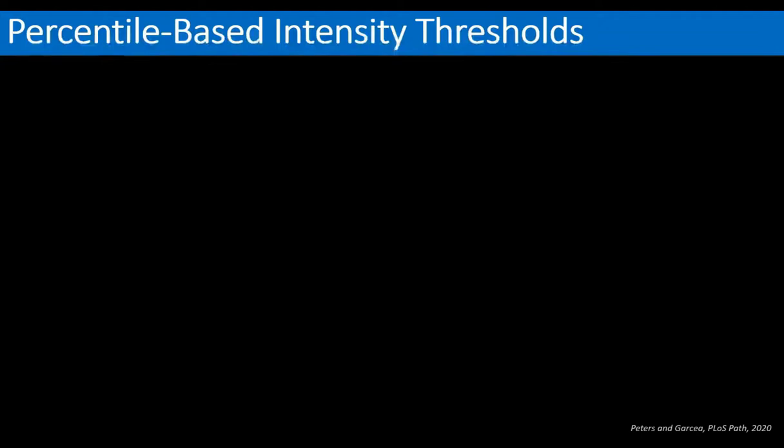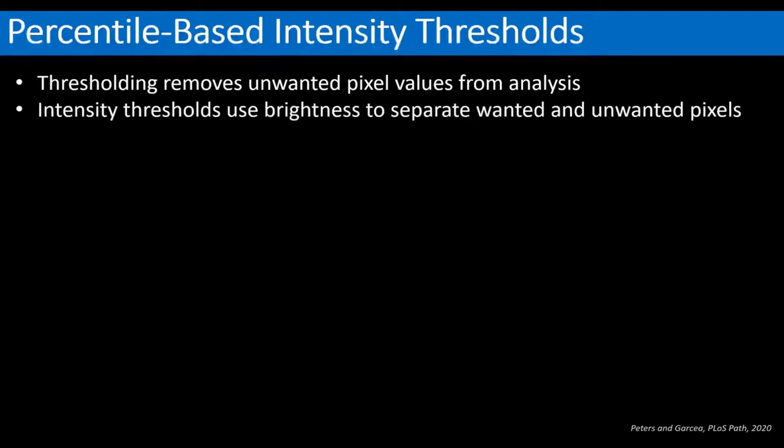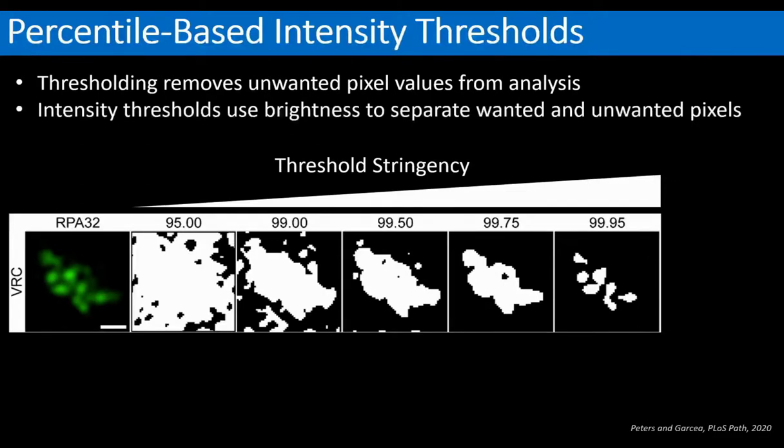Thresholding is important because there are a lot of pixels, especially in these 3D SIM images, that don't have any useful or real information in them. For my analyses, I use percentile-based intensity thresholds, which I'll give an example of here.